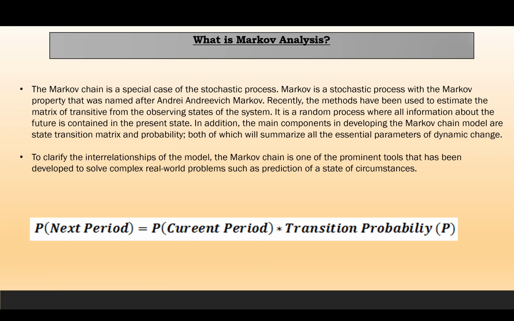To clarify the interrelationships of the model, the Markov chain is one of the prominent tools that has been developed to solve complex real-world problems such as prediction of the state of circumstances. The following is a simple equation that depicts the resulting probability of a future event for decision making. As you can see from the illustration here, P of the next period equals P of the current period times the transition probability, denoted as P.